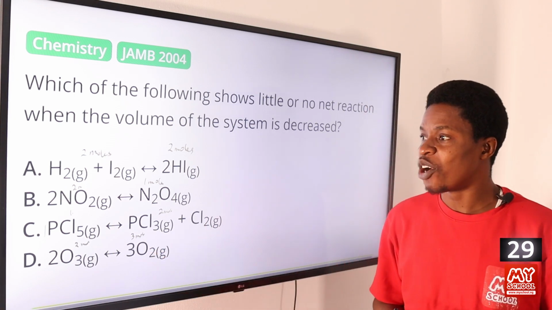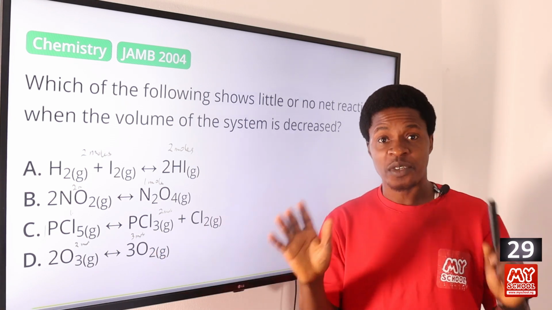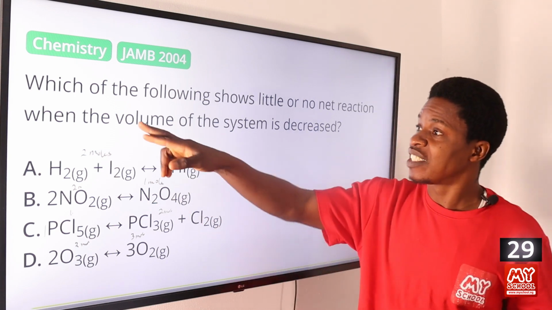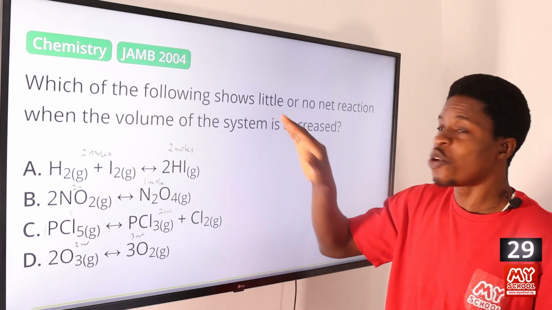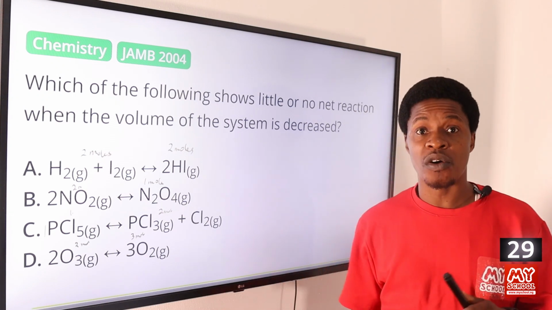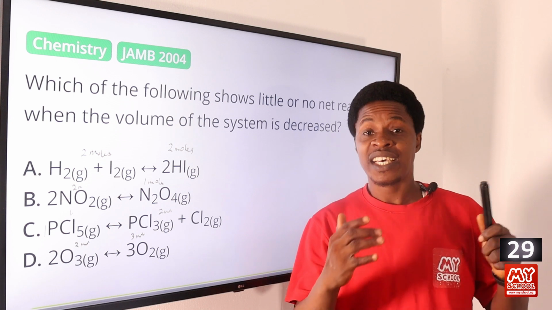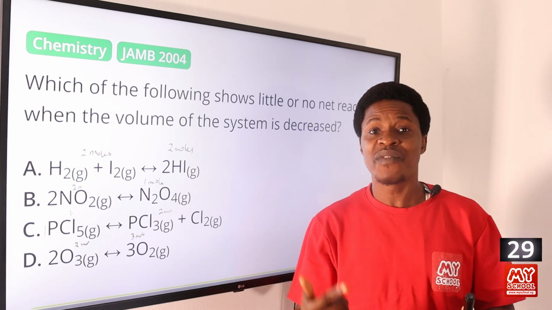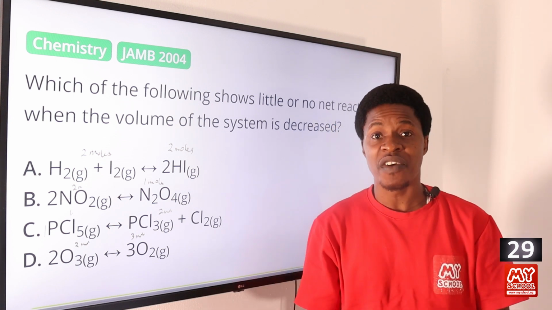So if you look at all of the options now, the only option that has an equal number of moles is the one we want, because the question is asking which one will show little or no net reaction at all. And remember that according to Boyle's law, the volume of a given mass of gas is inversely proportional to the pressure, provided temperature is constant.